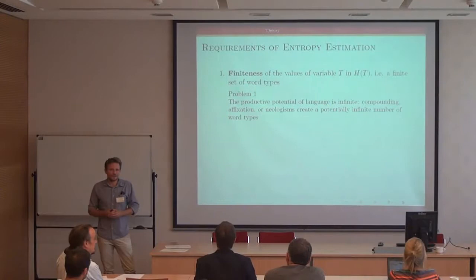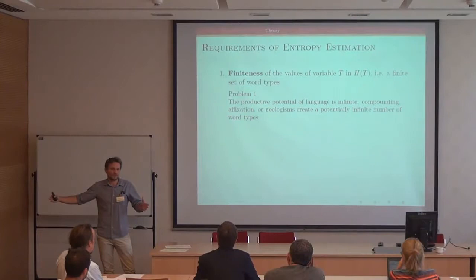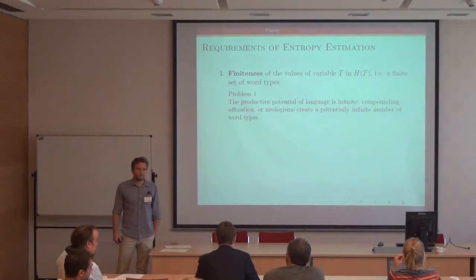So I don't see how you can get around the issue that you can keep adding stuff and it will change the probabilities of the word types. Okay, think about, for instance, something very simple, a Poisson distribution. Mm-hmm. How many types do you have there?